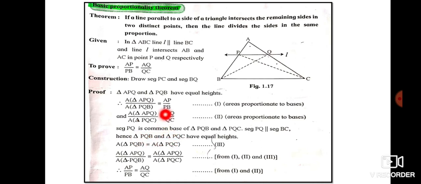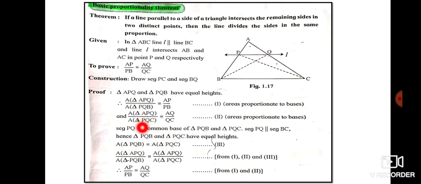Now let us look at equations 1 and 2 again. If you look at the left side of the equations, here you have area of triangle APQ, and in equation 2 also area of triangle APQ. So both are the same. Now if you look at the denominator of the first equation on the left-hand side, you have triangle PQB and here you have PQC. They are two different triangles, but we are already saying that PQB and PQC are equal.